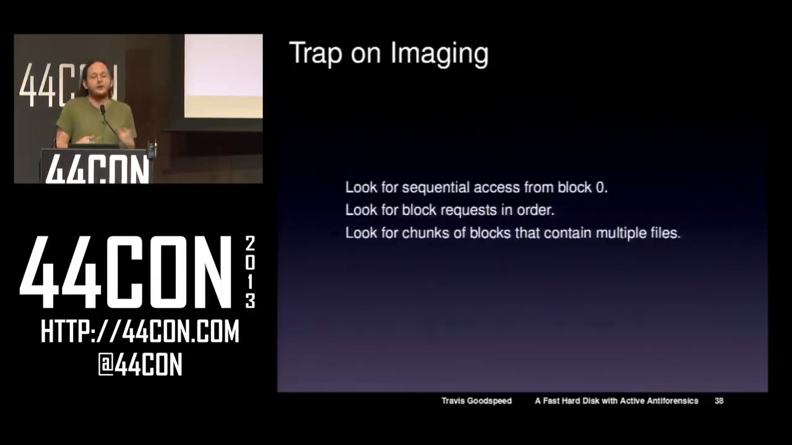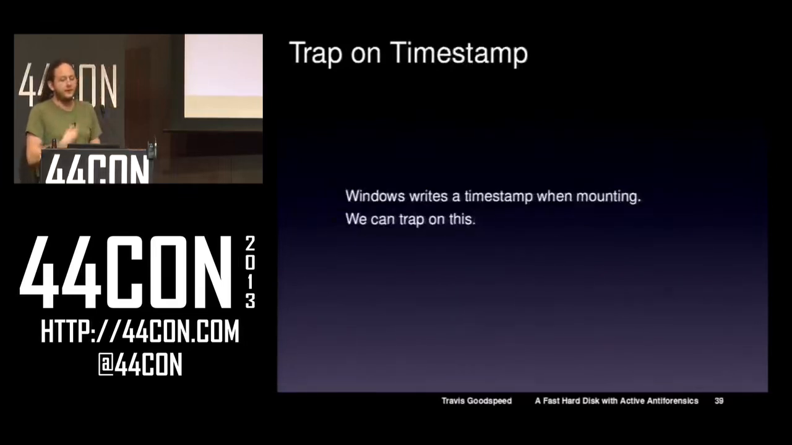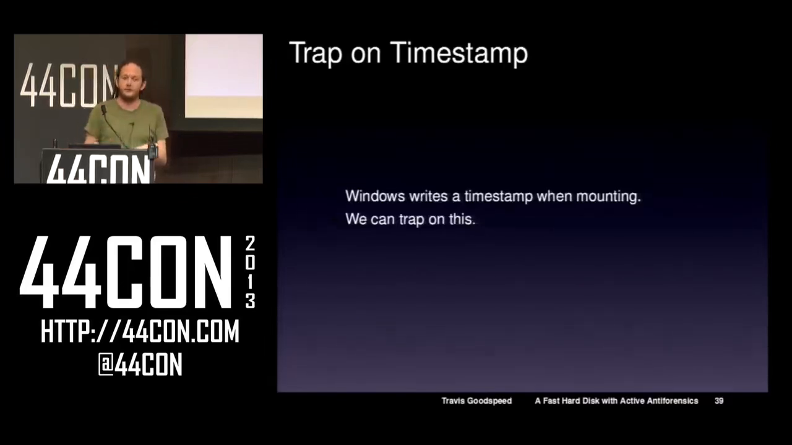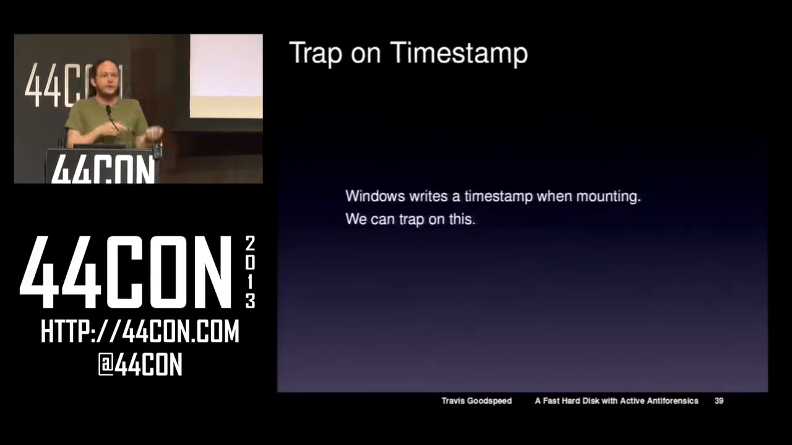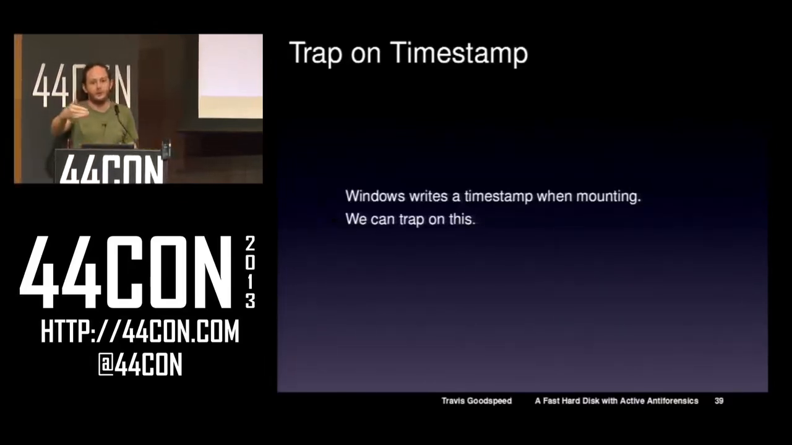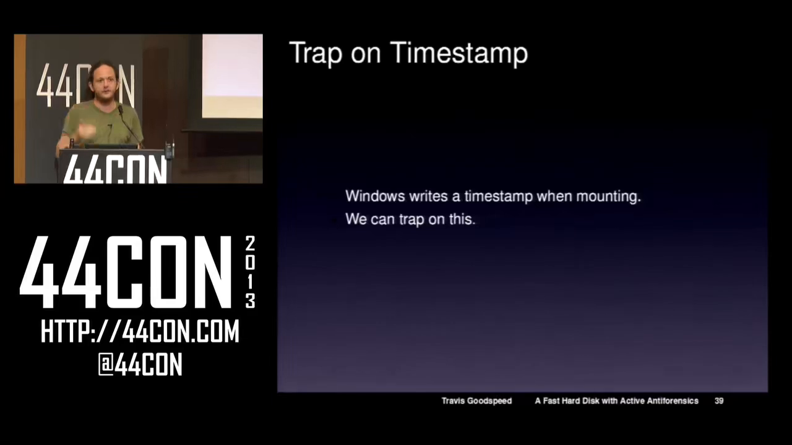So you can trap on imaging by looking for sequential access beginning at block 0, block requests in order, or chunks of blocks that contain multiple files, and then you can reply in kind. You can also trap on a timestamp. So Windows writes a timestamp when mounting a volume. That shows you that there is no write blocker between the Windows host and the disk device.